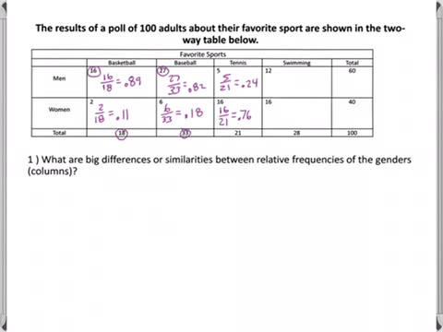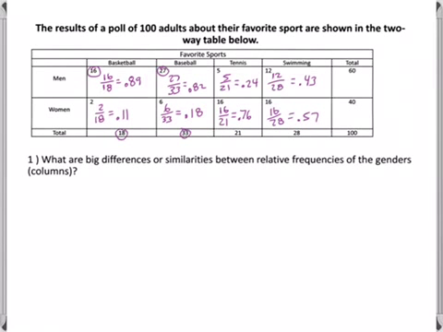And then for swimming, you've got 12 over 28, which is 0.43. And then in this case, you've got 16 over 28, which gives us 0.57. And so keep in mind, these decimals can all be represented as percentages.